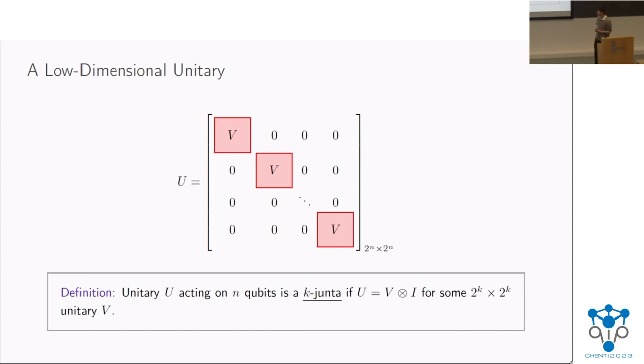And the form that we write the unitary as is V tensor I, where V is a unitary that acts on k qubits, and n is the ambient dimension. So you can see that such a unitary takes this recursive structure here.